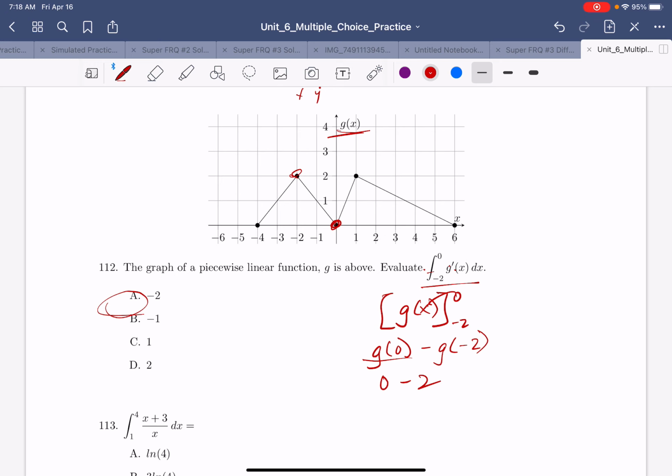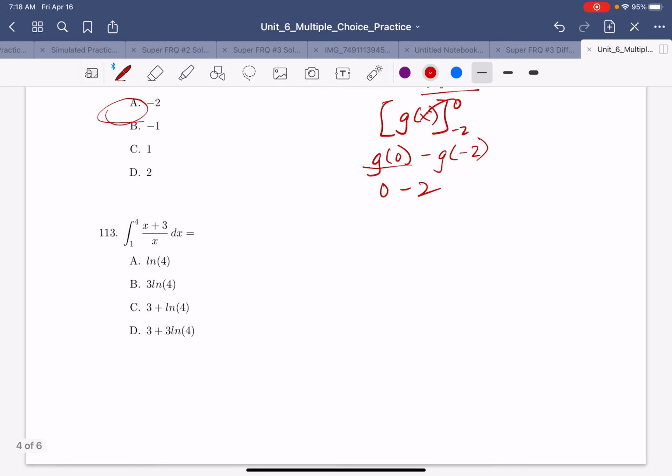Now with this one, oh my god, I already know you guys are going to screw this up. I don't know why all year you guys just don't understand the concept that if you have multiple terms on the top and only one term on the bottom, you can break up the fraction. So I'm going to rewrite. Why am I getting mad? I don't know why. It's 7:18 in the morning.